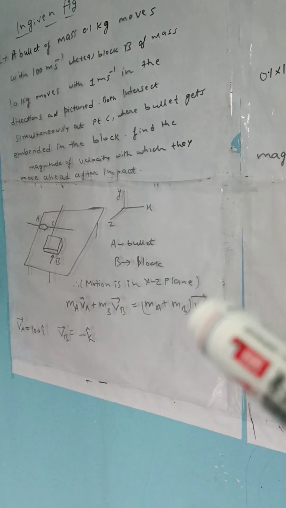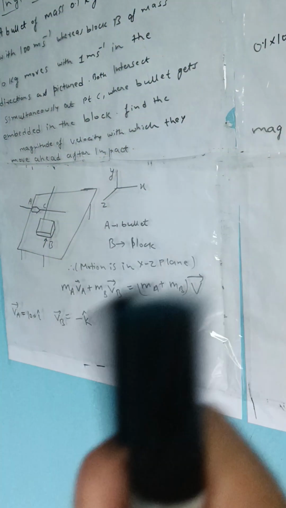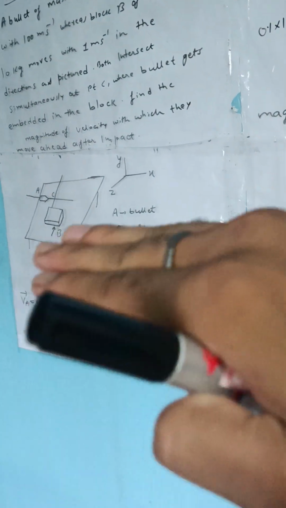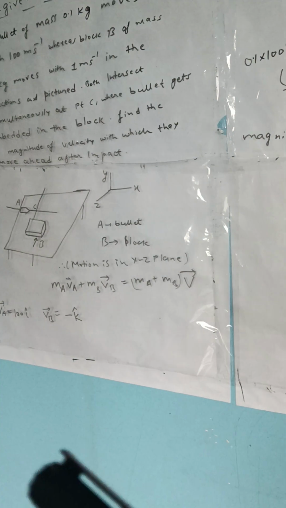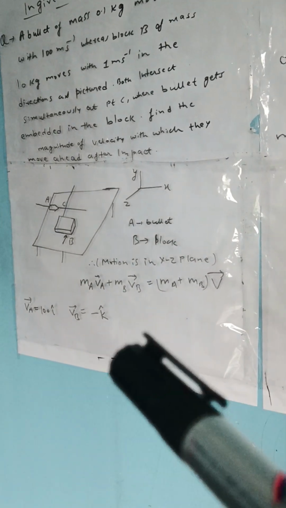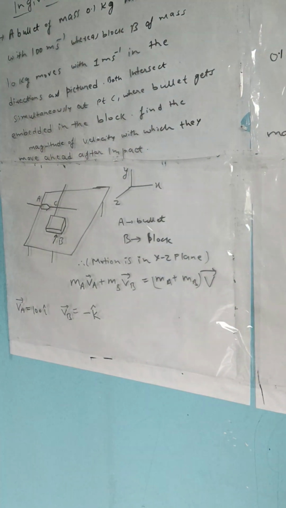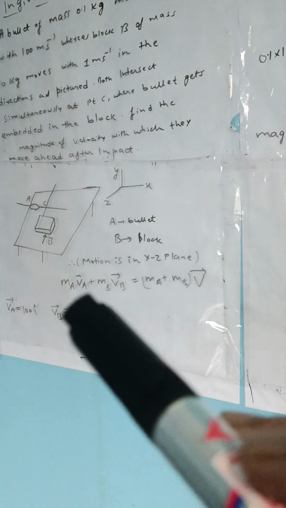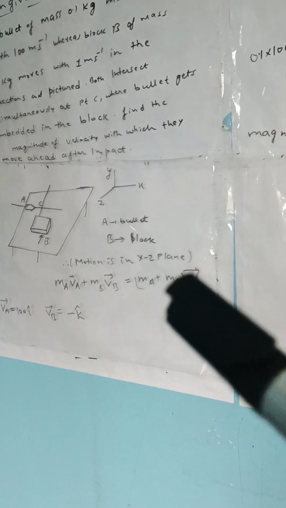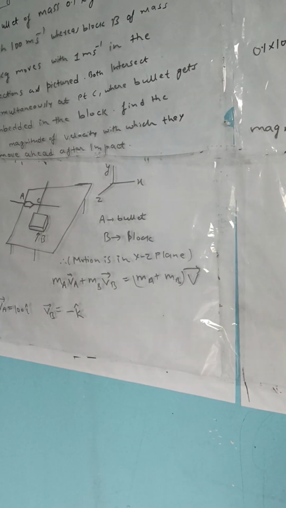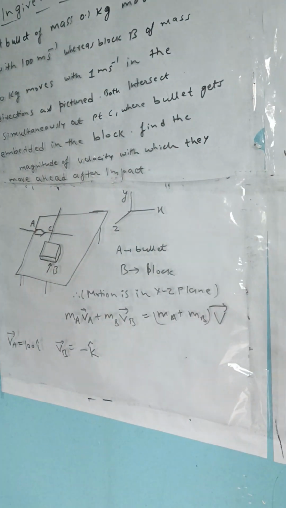So A is the bullet and B is the block. Motion is in the xz plane. We can see x is this, z is this plane, perpendicular to the plane of paper. In that plane motion is happening. So in the xz plane, ma va plus mb vb. This is the conservation of linear momentum equation. It is a vector equation. ma va is the momentum of the bullet, mb vb is the momentum of the block, and (ma plus mb) into the final velocity. So the common velocity will be at some angle.